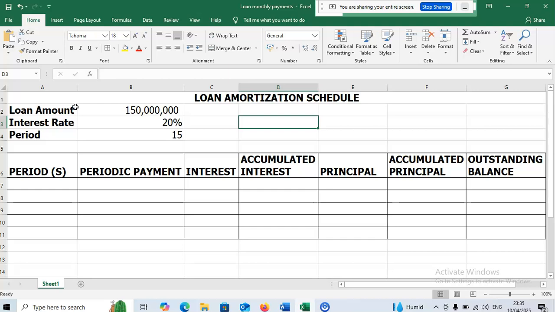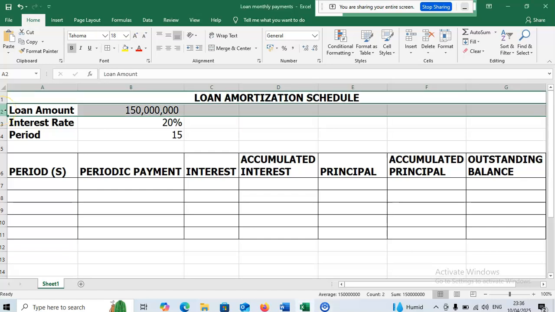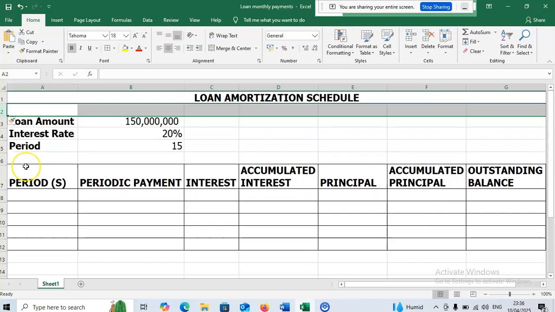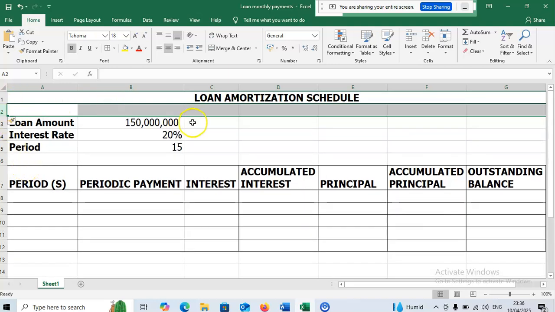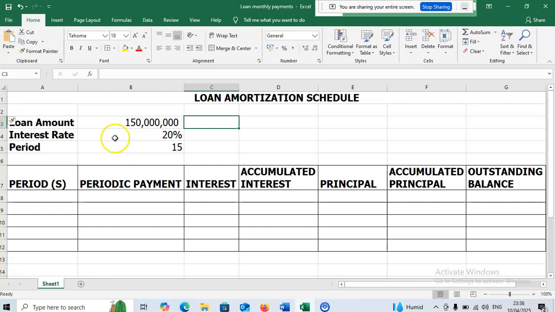Let's go back to our question. They are telling you, if you borrow 150 million, what would be your monthly payments? But when you look at the information provided for you, you have been given data which is in the form of years. Now that means that we are supposed to do some conversions here. You've been given an annual interest rate and you've been given the period in years.